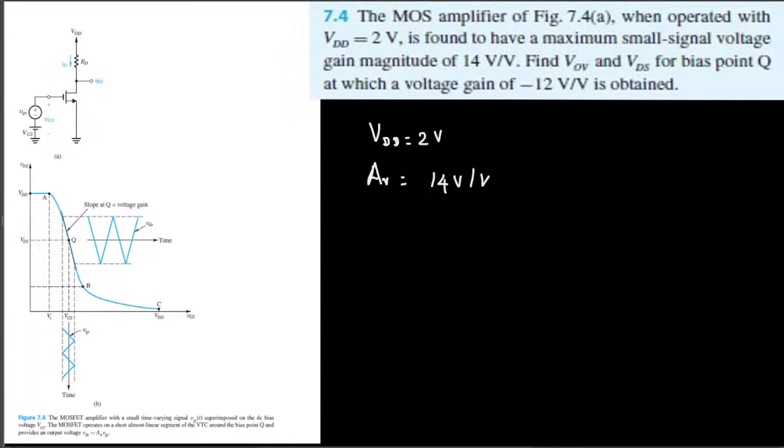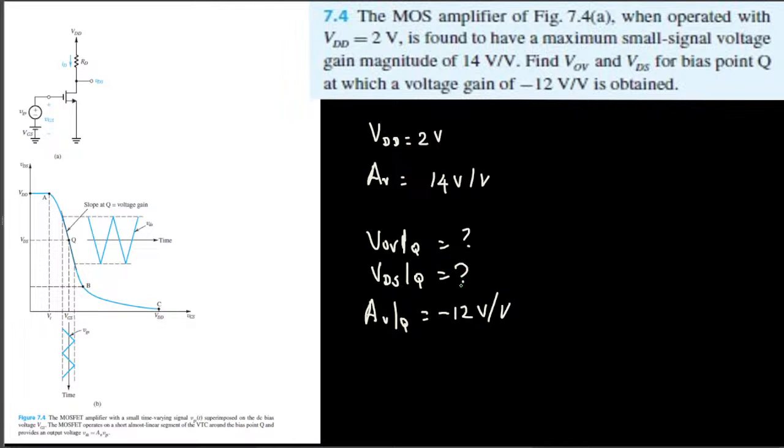These two are given, and they are asking us to find the overdrive voltage and VDS for bias point Q. So at Q we have to find, at which a voltage gain of minus 12 volts per volt is obtained. So they have also given that at that point the voltage gain at Q is minus 12 volts per volt. These are the information available, and these are what we have to find. Now let's see how we can find it.